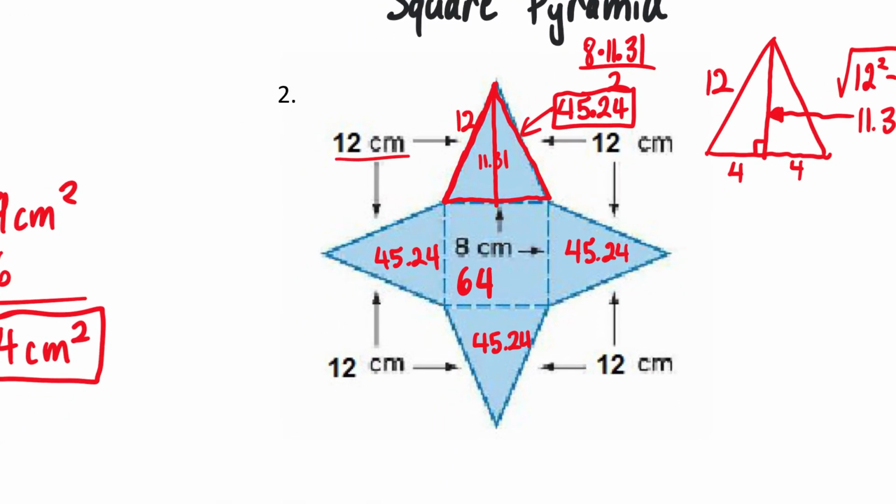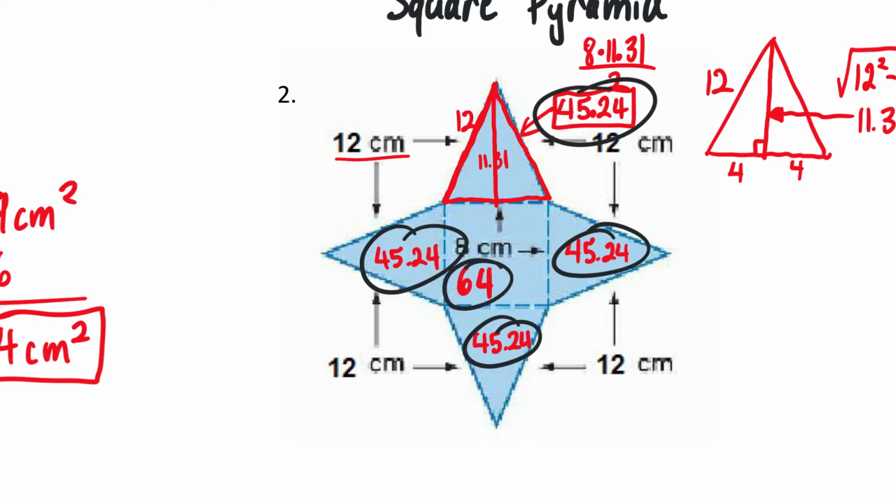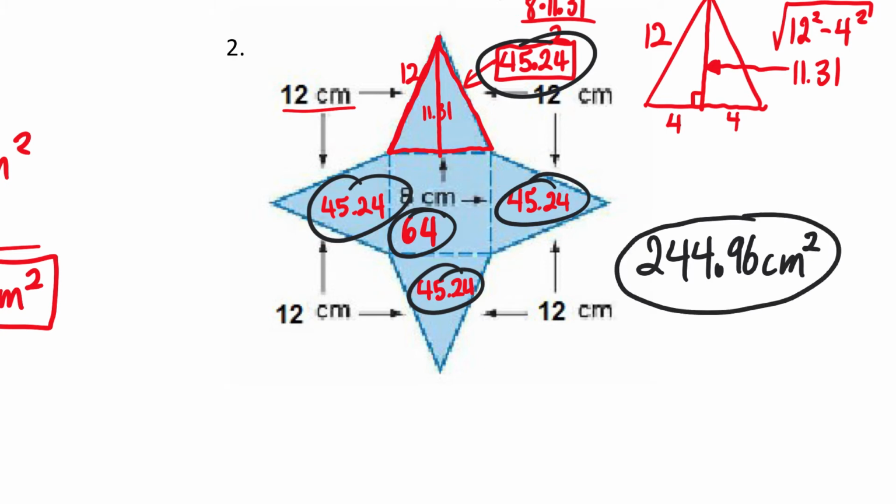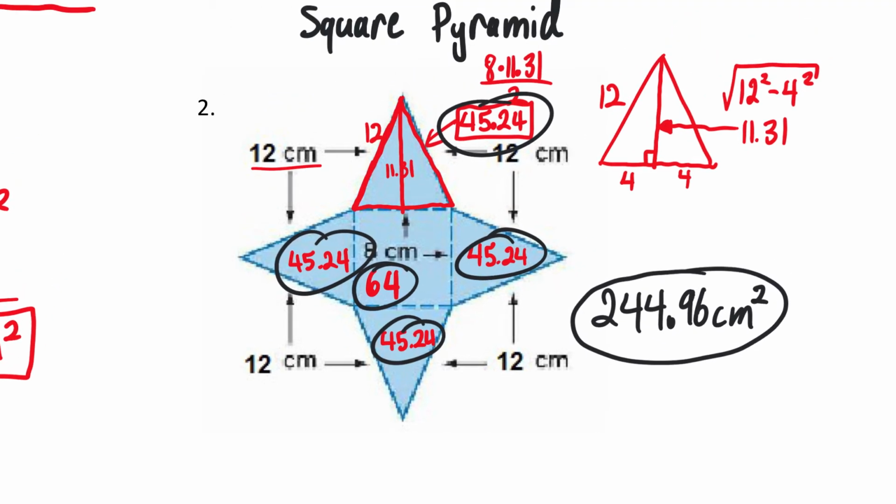So now to find the total surface area, I'm going to add up the area of each of those 5 shapes, the 4 triangles and the 1 square for the base. So I'm adding up 45.24 4 times, and then 64 once. What does that give you? 244 times. There you go.